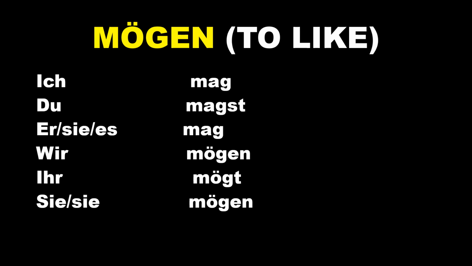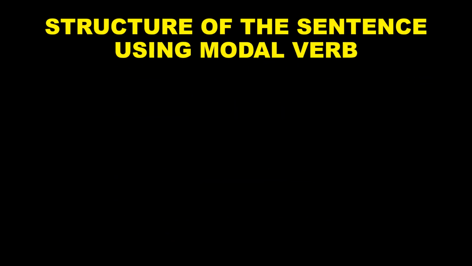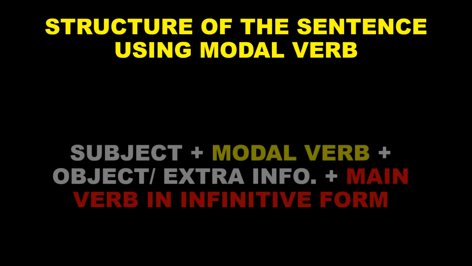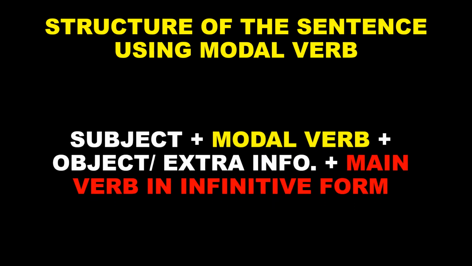Let's go ahead. Now, how to use these verbs in a sentence? That means the structure of a sentence using a modal verb. Now, we always have a subject in a sentence. So, first keep the subject at the first position. Subject plus, second position will be the modal verb. Modal verb in conjugated form. Do remember that. Modal verb in conjugated form.